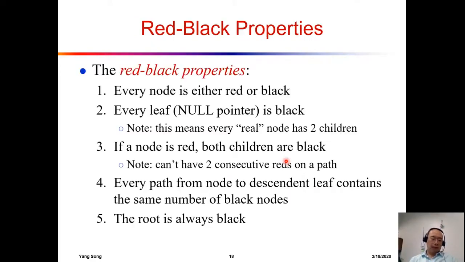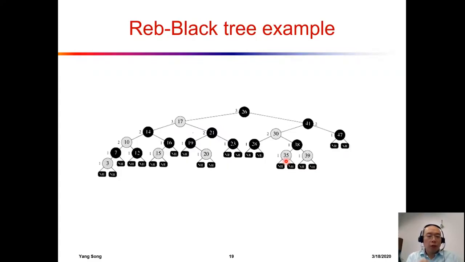Okay, and number four, every path from a node to a descendant leaf contains the same number of black nodes. So we don't really have to pick the root. For example, let me pick 21. If we pick 21, what we want to count is, from the current node 21 to any of the possible leaves, we have to visit the same number of black nodes.